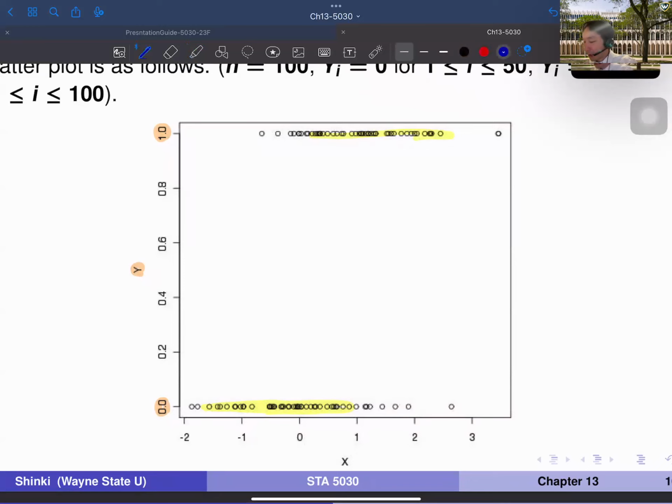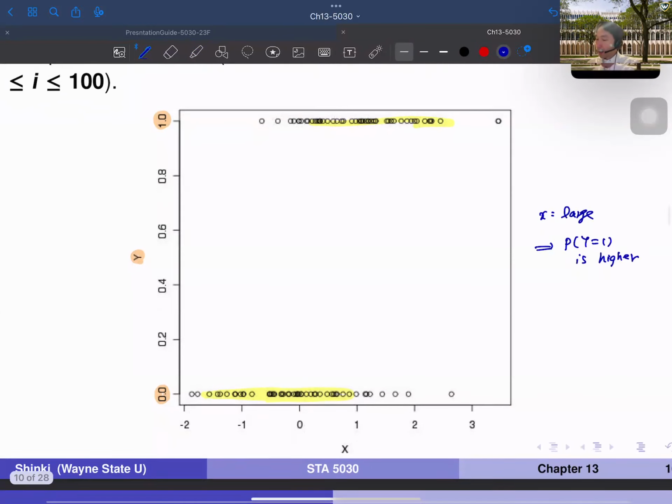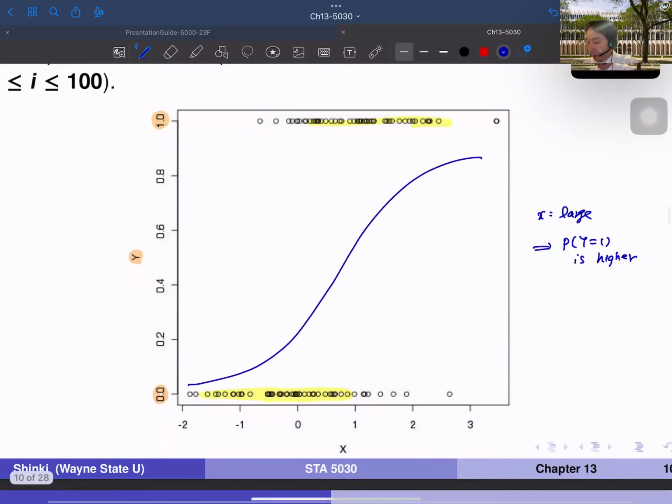That means when X is large, Y is more likely to be 1. So I would say that the probability of Y equal to 1 is higher. We can fit the probability like this. This is the probability of success, the probability of Y equal to 1 given X.